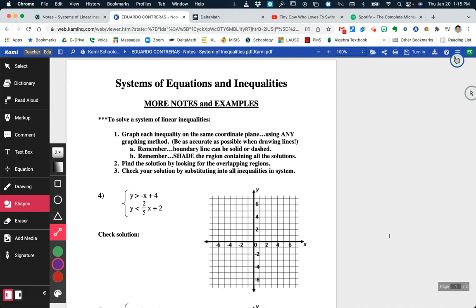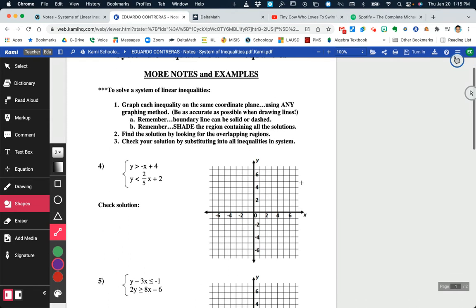Find the solution by looking at the overlapping regions. Okay, so that's the new part. The solution is going to be the overlapping regions, okay? So we're going to go ahead and do that. Let's go ahead and get started.